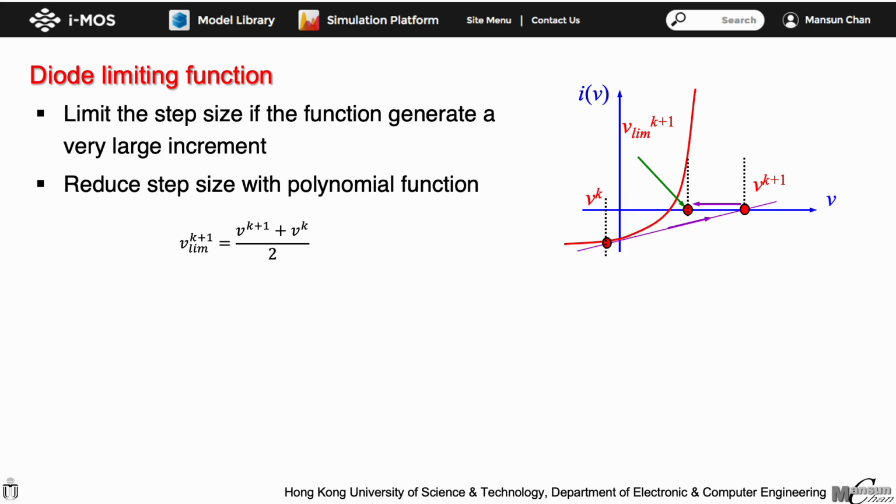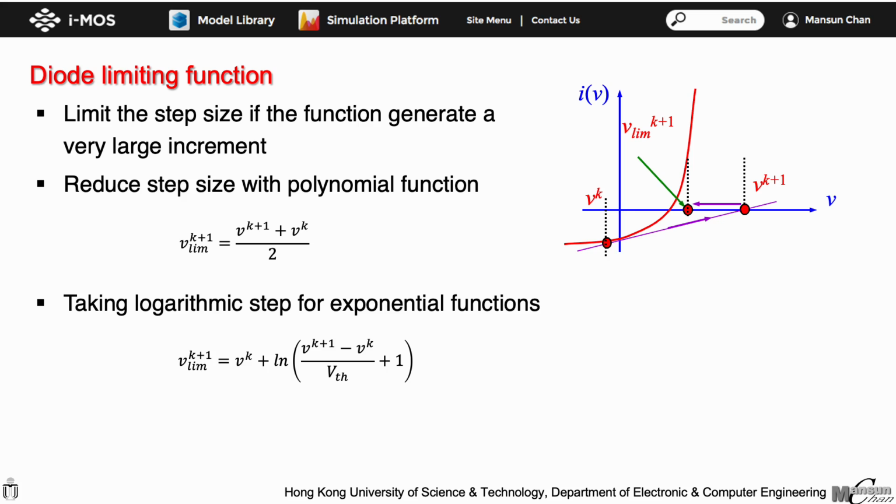The simplest way to implement the limiting function is to take half a step of what is predicted by the Newton-Raphson method. If the step is still too large, a logarithmic step can be taken using the formula given here. This represents that the actual step size is given by taking the log of the step predicted by the Newton-Raphson method.